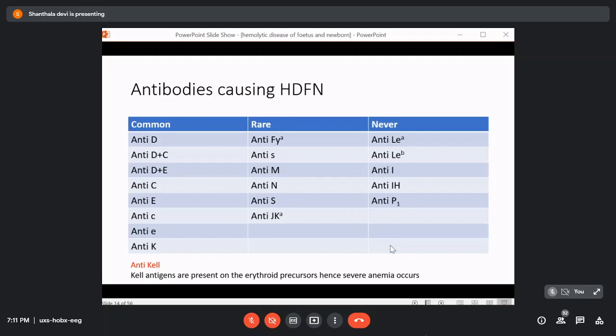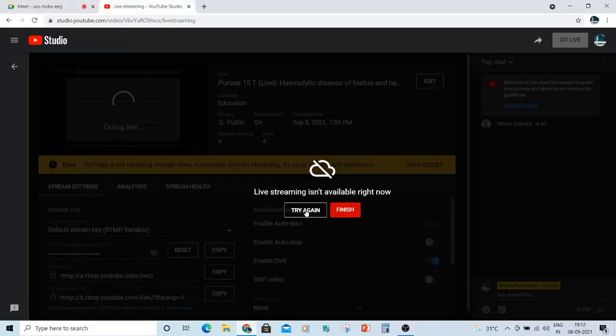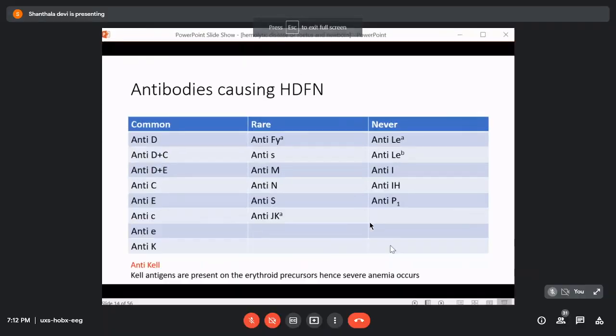So the hallmark of hemolytic disease of the fetus and newborn is erythroblastosis. Because of the hemolysis, there used to be a lot of erythroblasts, a lot of nucleated red cells in the peripheral blood, that may not be seen when the incompatibility is due to Kel antigen. So rarely HDFN occurs due to Duffy, the MNS system as well as the Kidd system. The systems in which HDFN does not occur are the Lewis, the I antigen as well as the P.